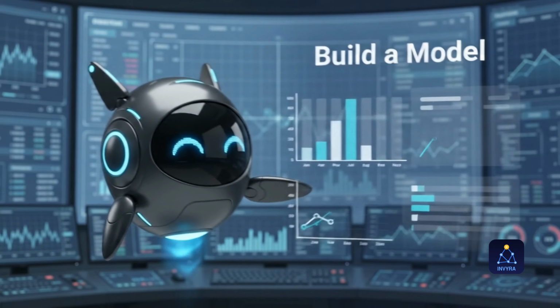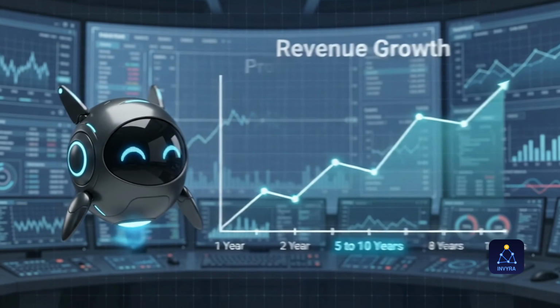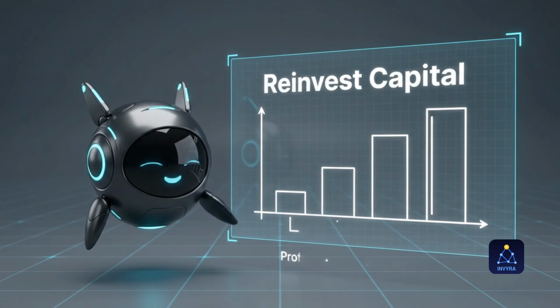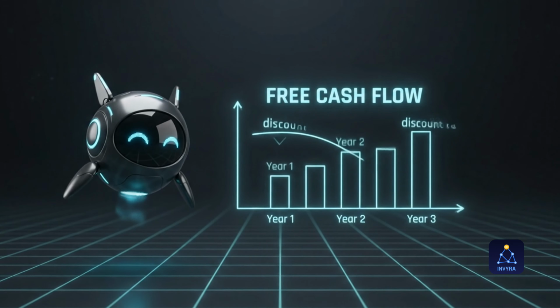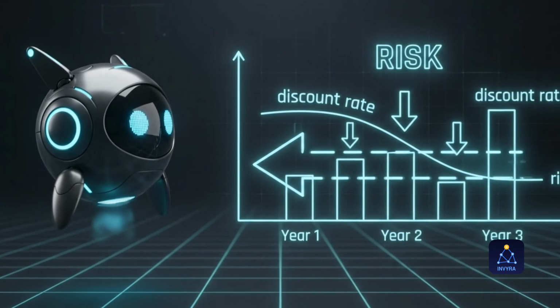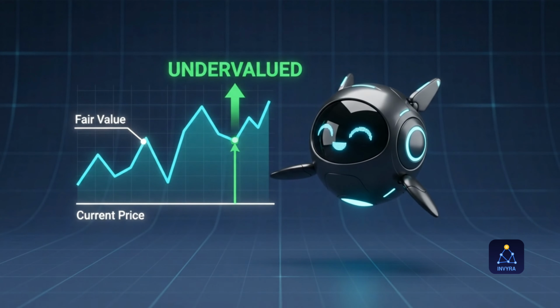In practice, you build a model. You project revenue growth for the next 5 to 10 years. You estimate what profit margins will look like. You figure out how much capital the business needs to reinvest. Then, you calculate free cash flow each year, apply a discount rate that reflects the risk of the business, and work backwards to what the company is worth today. If that fair value is above the current price, undervalued. Below the current price, overvalued.